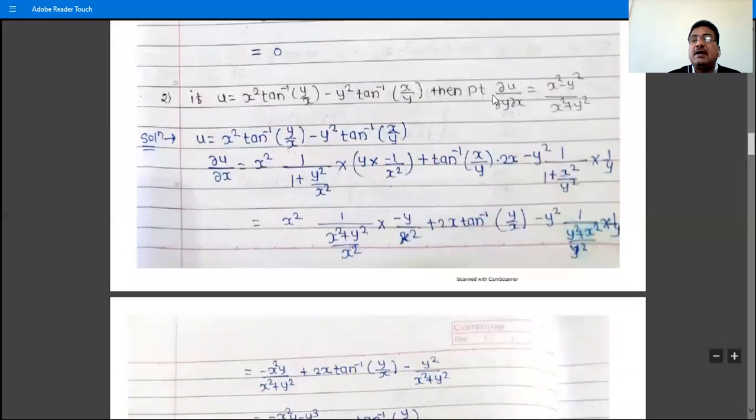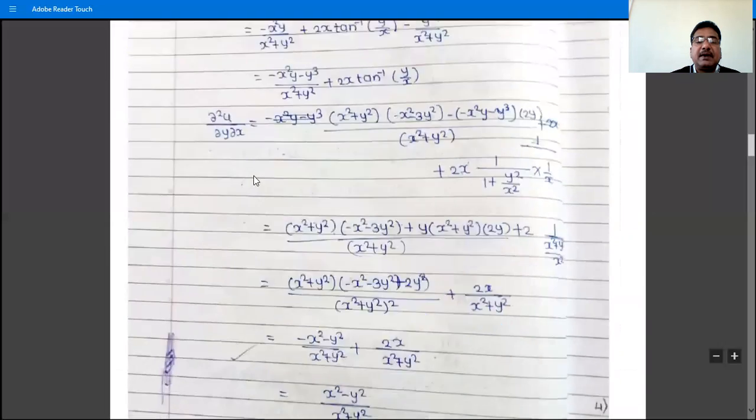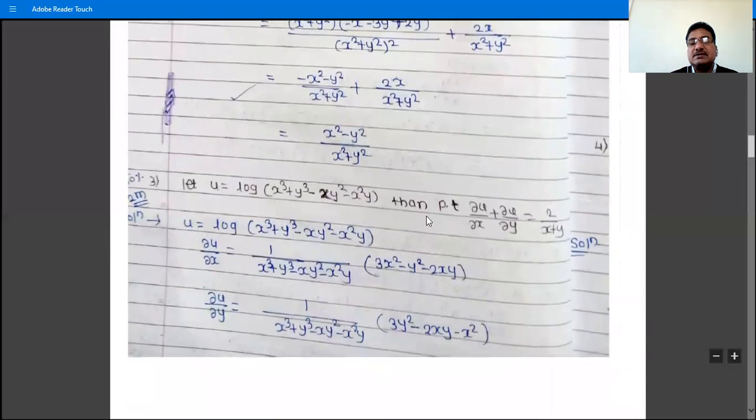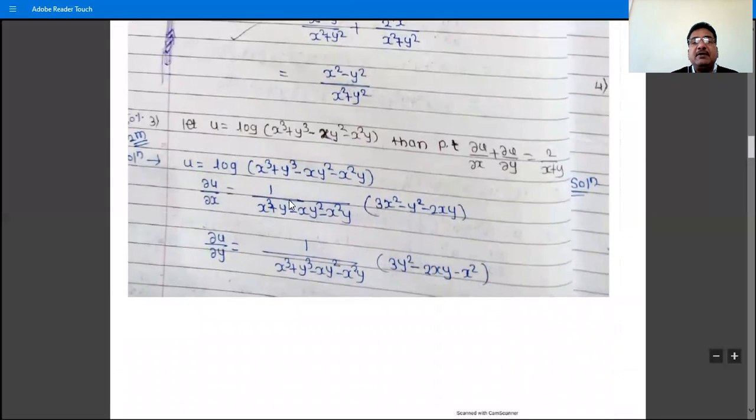Don't write here ∂u, ∂²u by ∂y ∂x here, right? Prove that ∂²u by ∂y ∂x, ∂²u by ∂x ∂y. u is this log of this, and then show that this. So first find ∂u by ∂x, and then ∂u by ∂y. ∂u by ∂x is what?